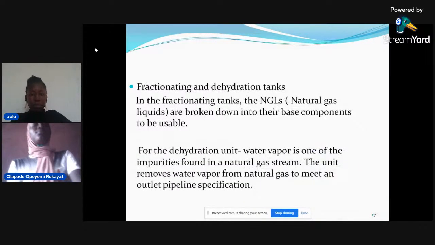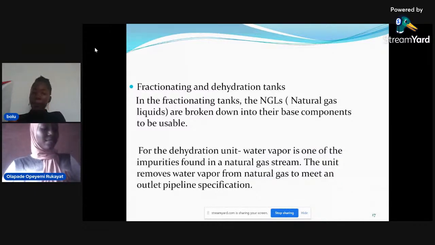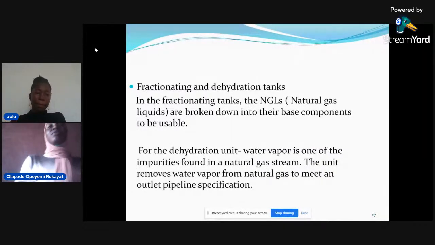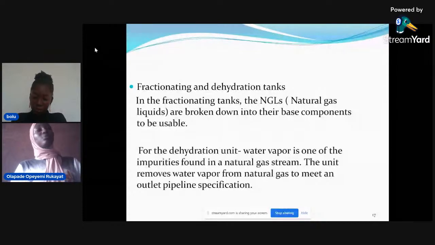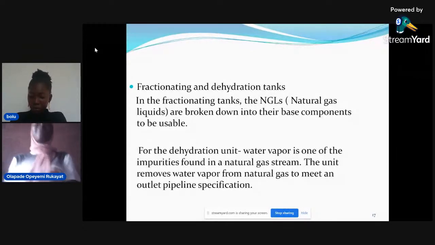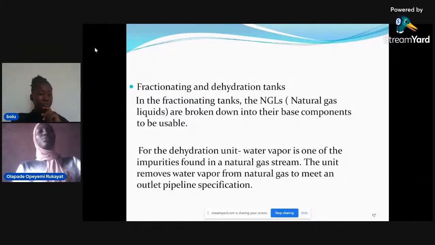Okay, this one, the fractionating and dehydration tank. In the fractionating tank, the NGLs, which are the natural gas liquids, are broken down into their base components to be usable. Like I said, I explained that when I showed the midstream value chain, where I was talking about fractionation. The natural gas liquids are broken down into their base components, which are ethane, propane, butane, and pentane. When they are broken down, they can later be taken to the refineries for the production of useful products.